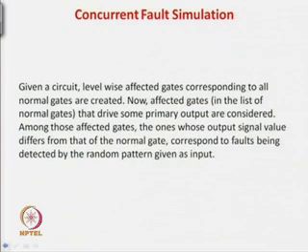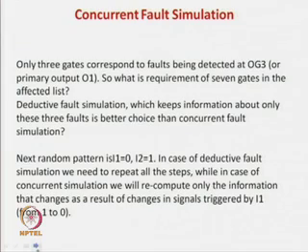So, that is basically the idea of concurrent simulation. Okay. So, that is what is the case. So, now what was our discussion you summarize. Only 3 gates correspond to the fault being detected at this one. So, what is the requirement of 7 gates in the affected list? That is the very important thing.